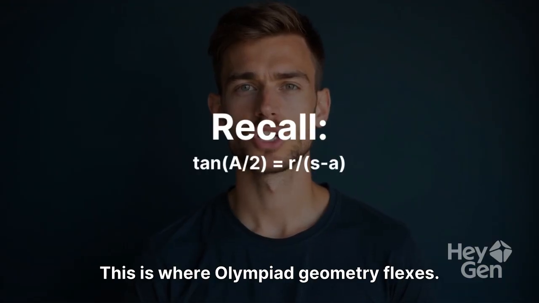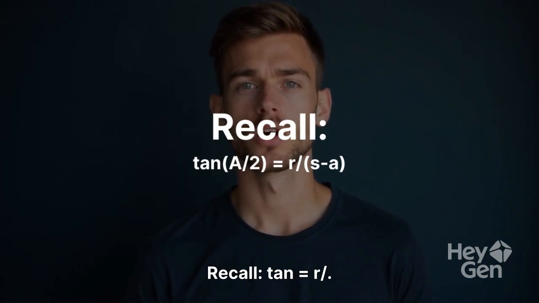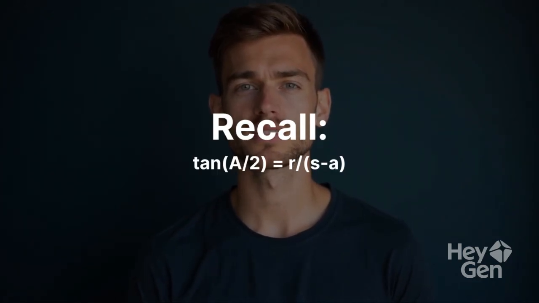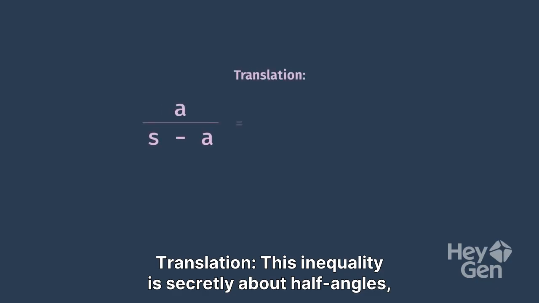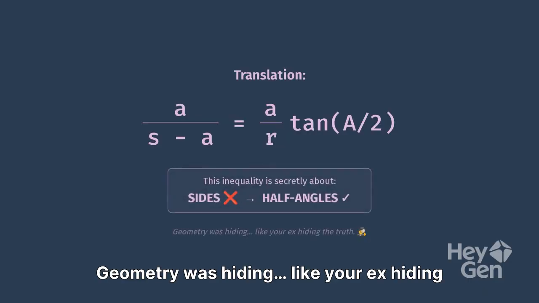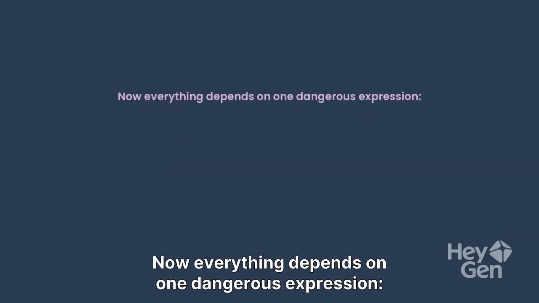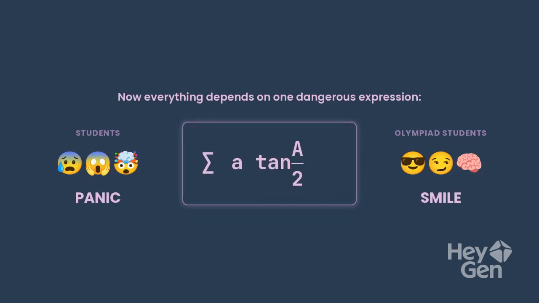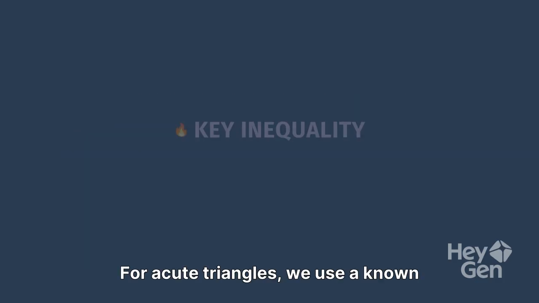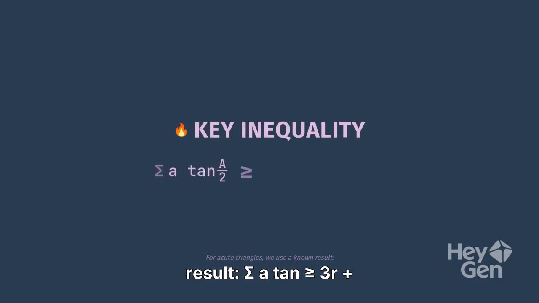This is where Olympiad geometry flexes. Recall, tan(A/2) equals r over (S minus A). So, (S minus A) equals r over tan(A/2). Translation: this inequality is secretly about half angles, not sides. Geometry was hiding. Like your ex hiding the truth. Now everything depends on one dangerous expression, sigma A tan(A/2). This is where students panic. Olympiad students smile. For acute triangles, we use a known result.